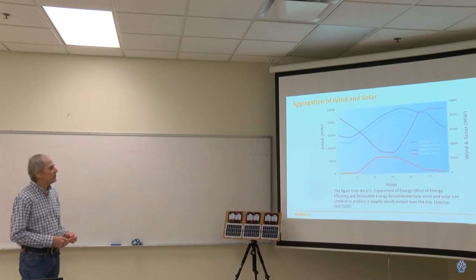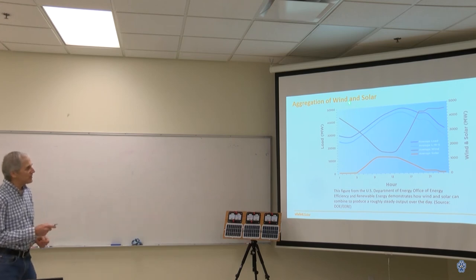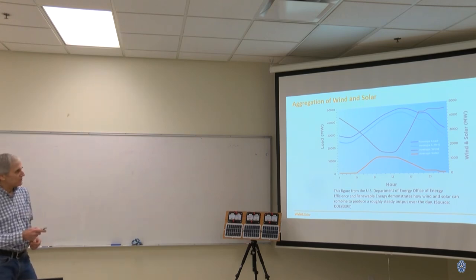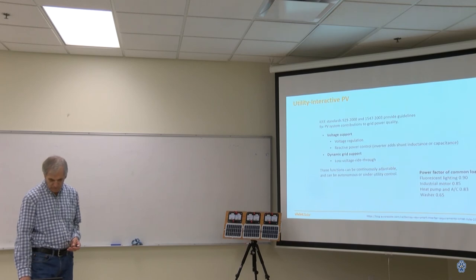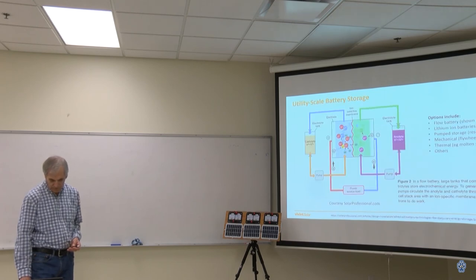The same thing can be done between different renewable sources, like between wind and solar. So in some areas of the country, the wind energy actually increases in the morning hours and the evening hours, which perfectly complements the solar energy curve. So as a result, you can get a much more level source of energy. I'm going to skip that one.